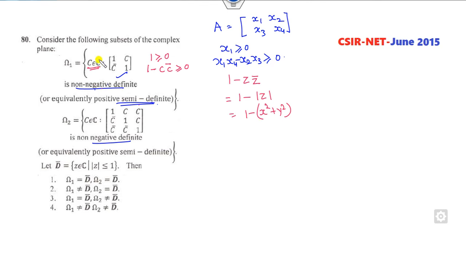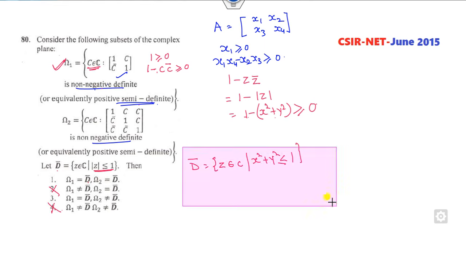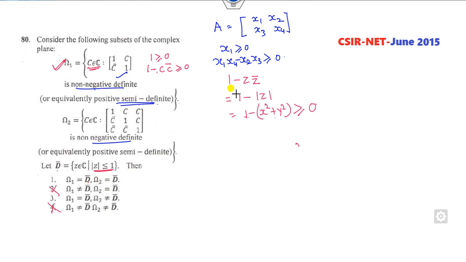So what is the set? It is given here: complex numbers. D bar is the collection of all those numbers such that x² plus y² is less than or equal to 1. You can see 1 minus this is always greater than 0, so both properties are satisfied. So this belongs to D bar, and the first option is correct. This cancel, this cancel. Now look at the other options.